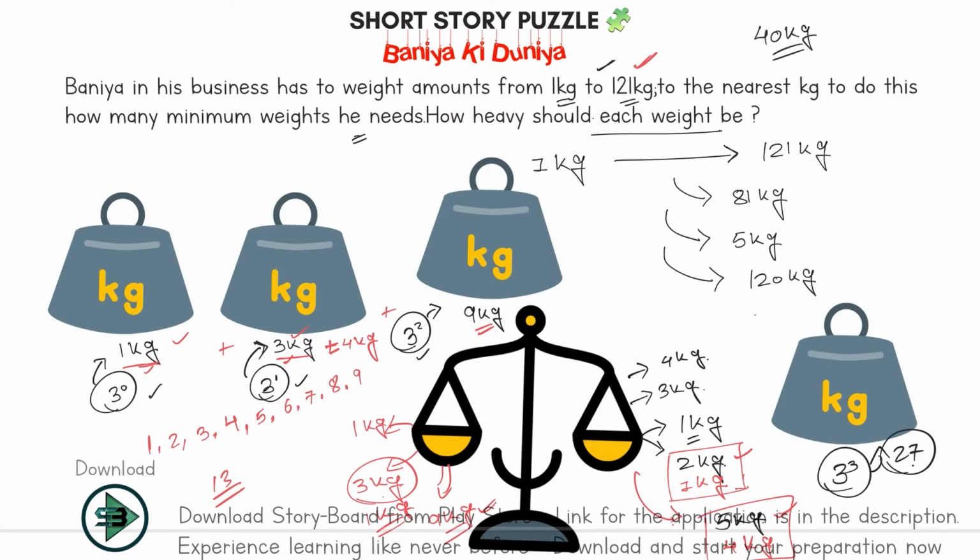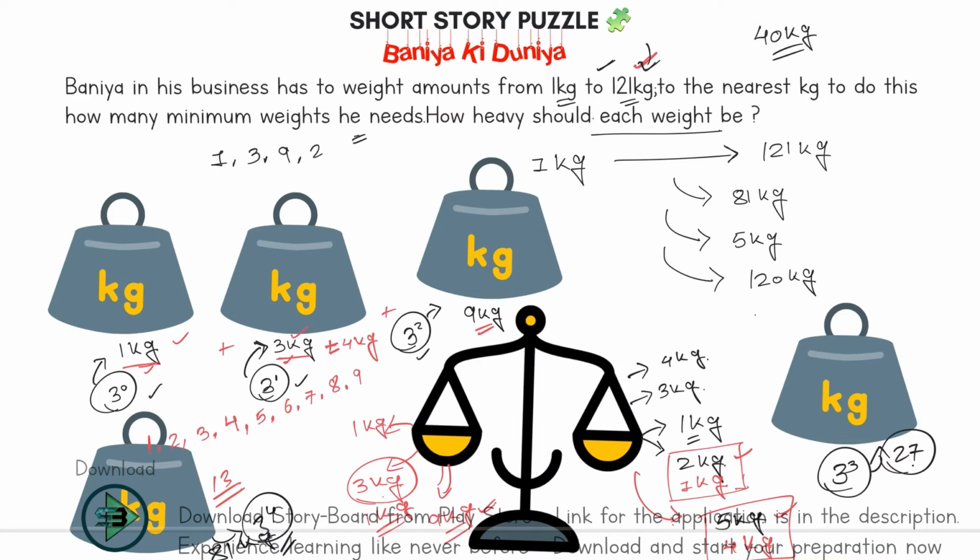Okay, but what maximum do I need? 121. So take one more weight with the next power of 3. And what is the next power of 3 here? 3 raised to 3 is done, so the next power is 3 raised to 4, that is 81 kg. So I'll take one weight of 81 kg here. So how many weights did I take? 5. One of 1 kg, then of 3 kg, then of 9 kg, then of 27 kg and 81 kg. I took these 5 weights.